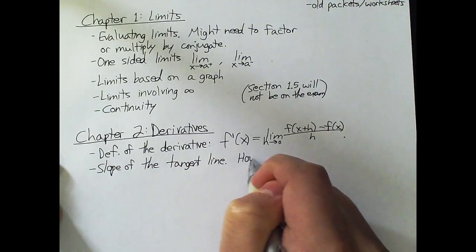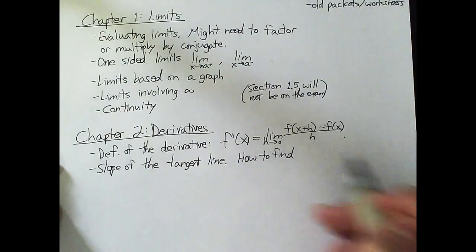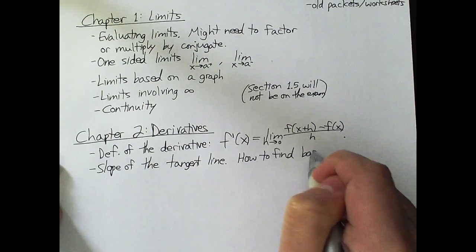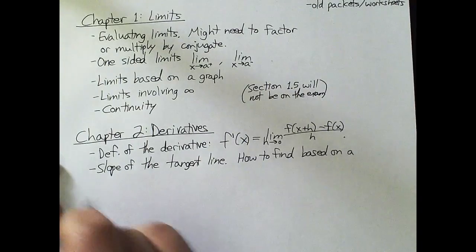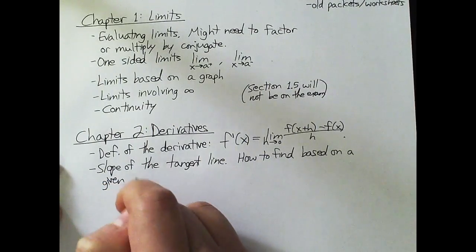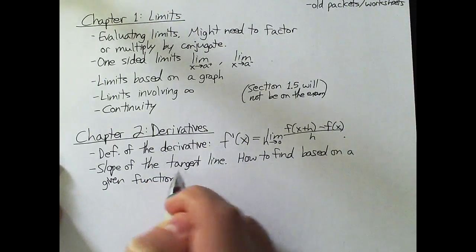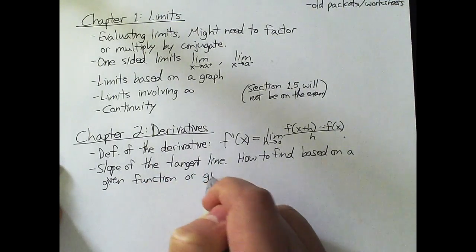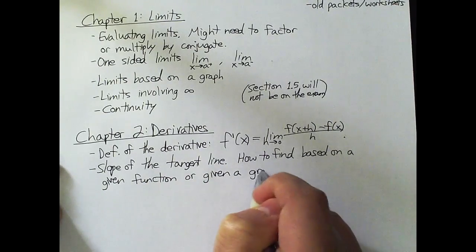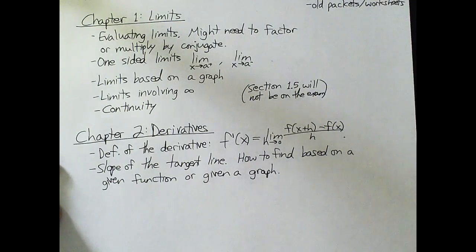You should know how to find the slope of the tangent line based on a given function or given a graph. So if I gave you a graph and I asked you, what's the slope of the tangent line at x equals 2? You should be able to look at that part of the graph and estimate what the slope of the tangent line is there. That comes from just knowing what a tangent line means.